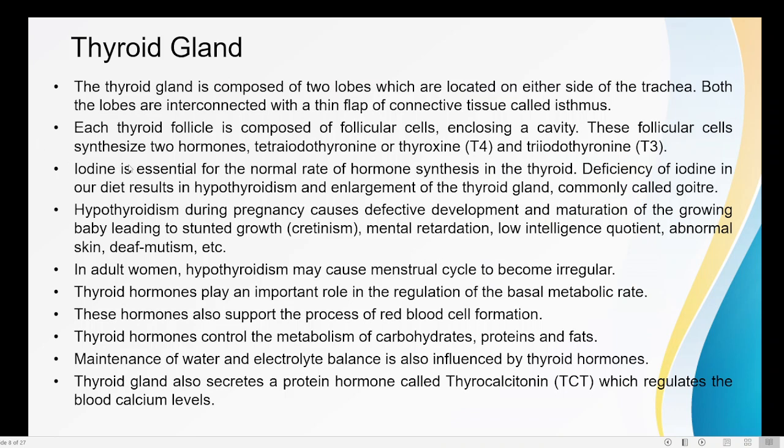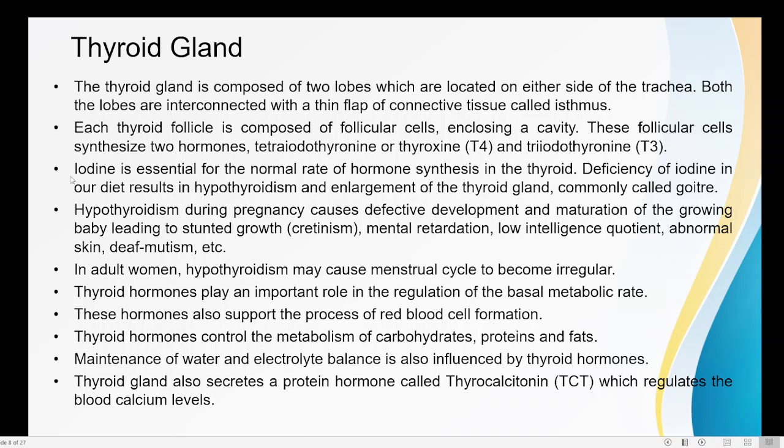These follicular cells synthesize two hormones. One is thyroxine and the second one is triiodothyronine. Thyroxine is also known as tetraiodothyronine because it has 4 iodine atoms, while the other one has only 3 iodine atoms. So one is a hormone with 4 iodine atoms, popularly known as thyroxine, and the other is a hormone with 3 iodine atoms, popularly known as triiodothyronine.